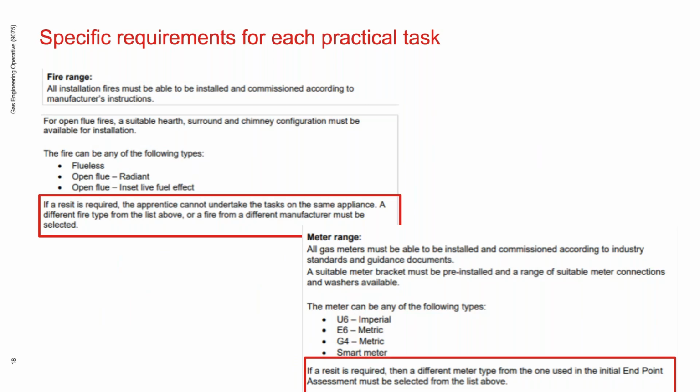And then the meters. So the meters can be any of the following types. So U6 Imperial, E6 metric, a G4 metric, or a smart meter. Again, if the reset is required, then a different meter type from one used in the initial endpoint assessment must be selected from the list above.